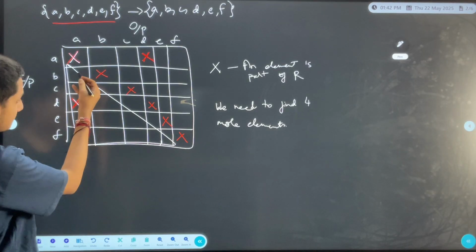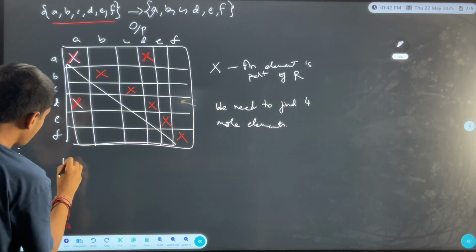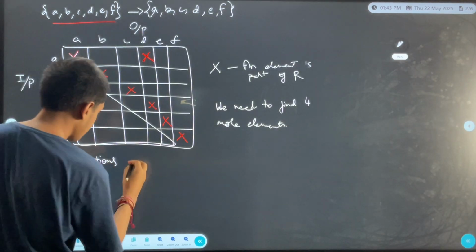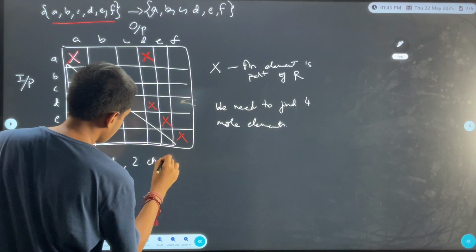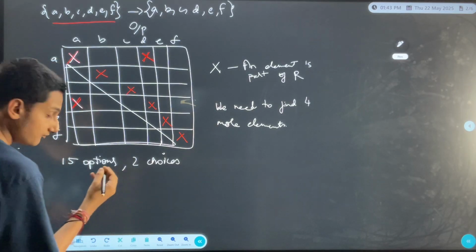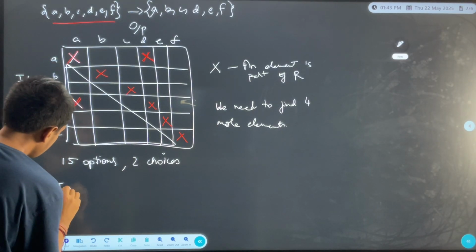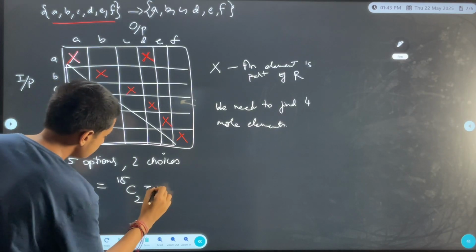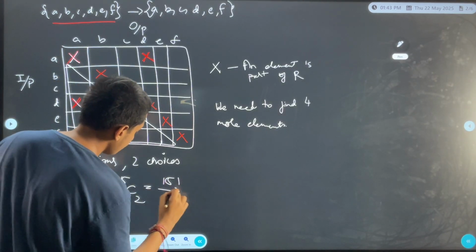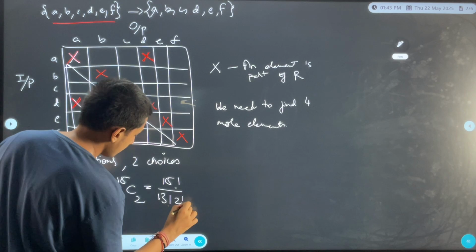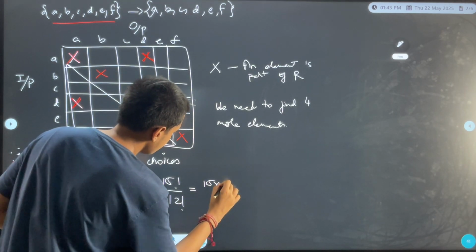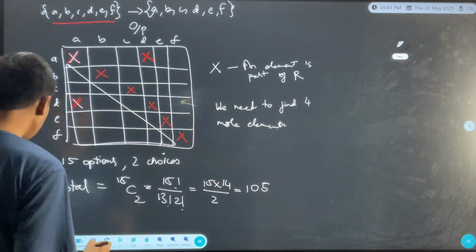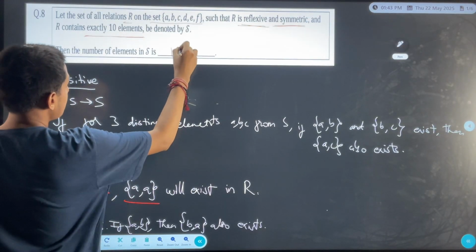So, we can see that there are a total of 15 options to choose from, right, and we have to make only 2 choices. Therefore, the total number of relations R will be equal to 15 C2, which will be 15 factorial by 13 factorial 2 factorial, or 15 into 14 divided by 2, which is 105. Therefore, the answer to this question is 105.